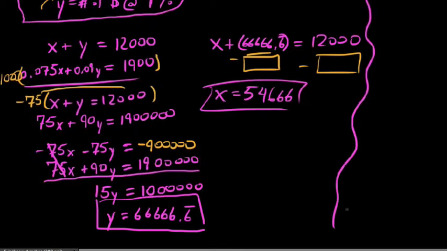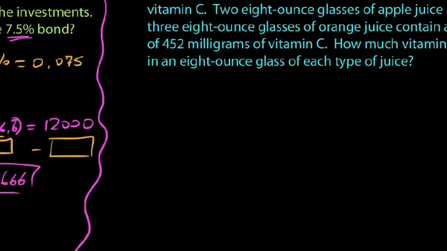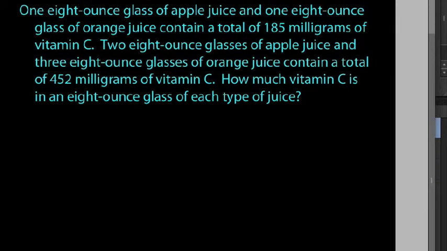Okay, so now let's take a look at the problem on the right and read through it. One 8-ounce glass of apple juice and one 8-ounce glass of orange juice contain a total of 185 milligrams of vitamin C. The second sentence: two 8-ounce glasses of apple juice and three 8-ounce glasses of orange juice contain a total of 452 milligrams of vitamin C. How much vitamin C is in an 8-ounce glass of each type of juice? I put in 8-ounce glass to kind of throw you off. The fact that it's an 8-ounce glass is not important, but reading the last sentence, we ask how much vitamin C is in each glass of each type of juice.